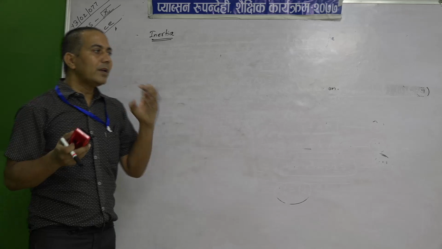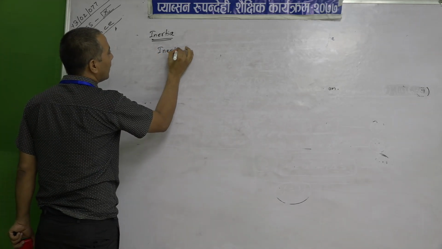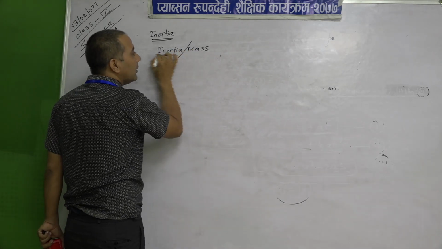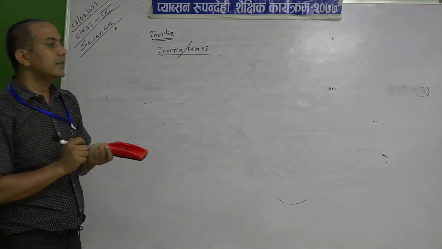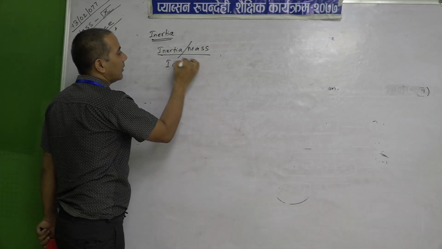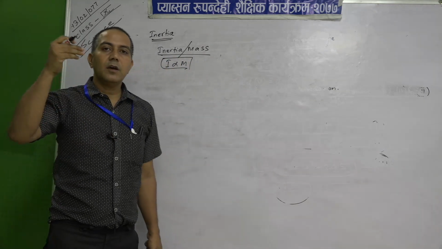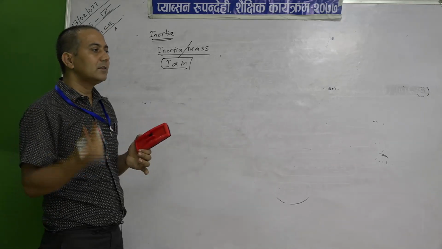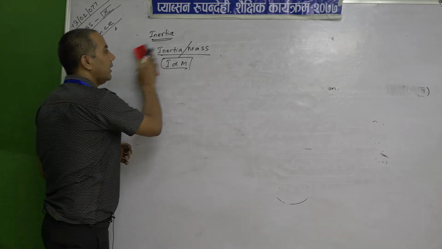So, what is the relation between inertia and mass? The inertia of the object is directly proportional to the mass of the object. If the mass is increased, then the inertia will increase. If the mass is decreased, then the inertia will decrease.